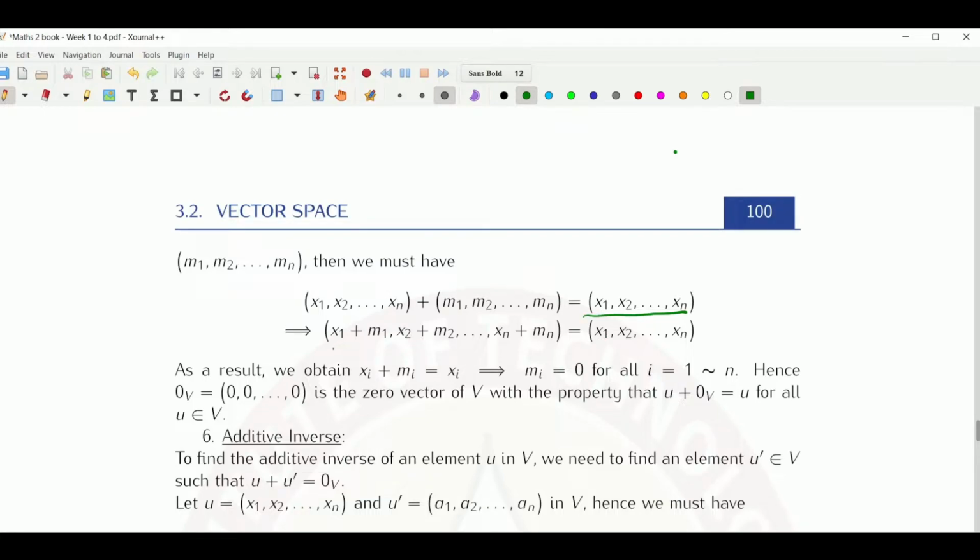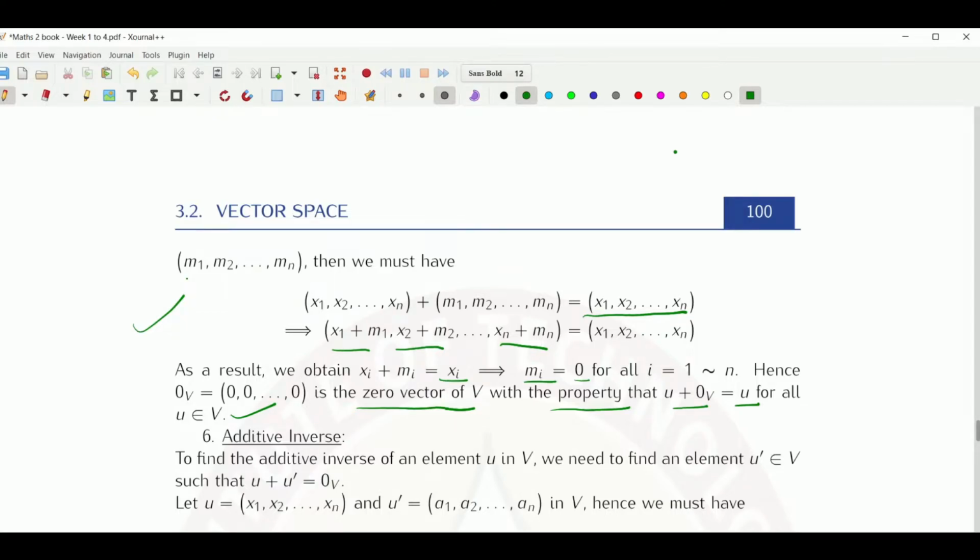Let's do the next step. (x1 plus m1, x2 plus m2, ..., xn plus mn) is equal to (x1, x2, ..., xn). As a result, we obtain xi plus mi is equal to xi, so that mi is equal to 0 for all i equal to 1 to n. Hence, the zero vector (0, 0, ..., 0) is the zero vector of V with the property that u plus the zero vector is equal to u for all u belongs to V. So this property is also satisfied.